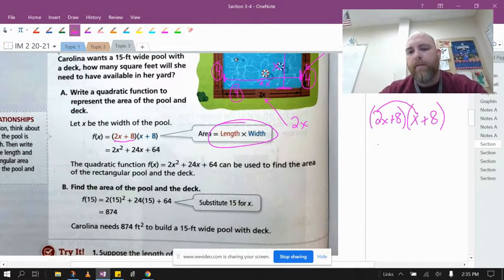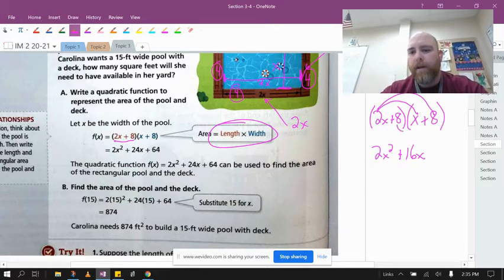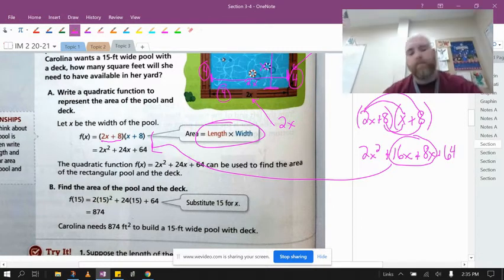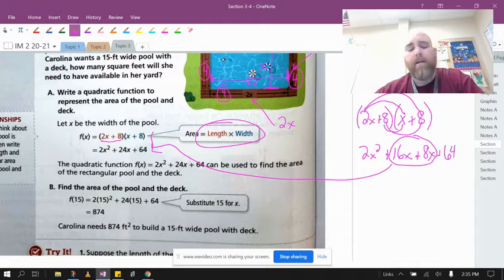You can do FOIL, the vertical method, horizontal method, box, double distribution, anything you can think of, just as long as when you multiply, you have 4 terms. So 2x times x is 2x squared. 2x times 8 is a positive 16x. Now 8 times both of those. 8 times x, of course, is just 8x. And then 8 times 8 is 64. Now, of course, we can combine these two to get 24x. And that's what they got. So that is a representation to find the area of the pool and the deck.